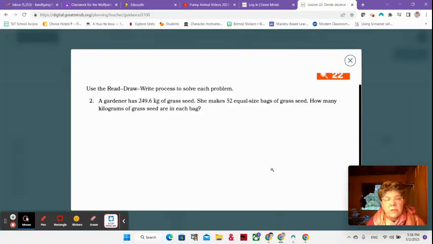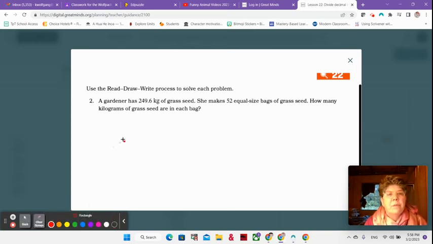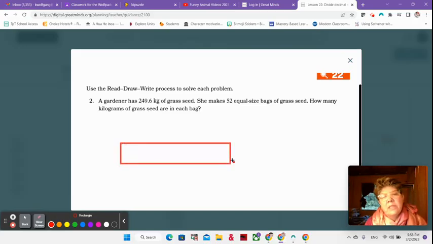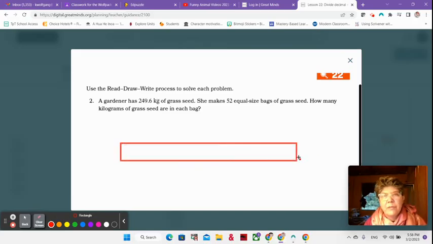Okay, so this is a normal kind of division problem that we've probably seen before. And we're going to make a tape diagram like we do for most of our problems. And we're going to start with how much is the total, right? How much is the whole? So our whole, let's see if I can pick up my pen. There we go. 249 and 6/10.